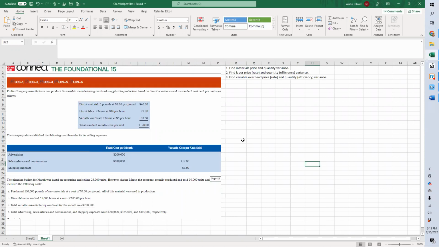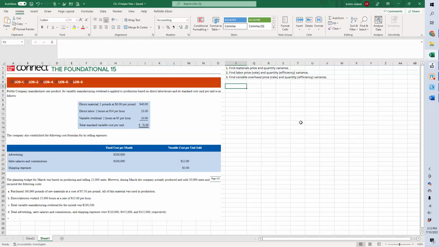And again, I'm going to use a problem because I think it shows all of the difficult parts of the chapter in this one problem. This is from the Foundational 15. This is a problem in the back of your book. I'm going to use these 3 questions instead of the whole long list of 15 questions that they have, because these pretty much capture everything. So here we have a company that manufactures one product.